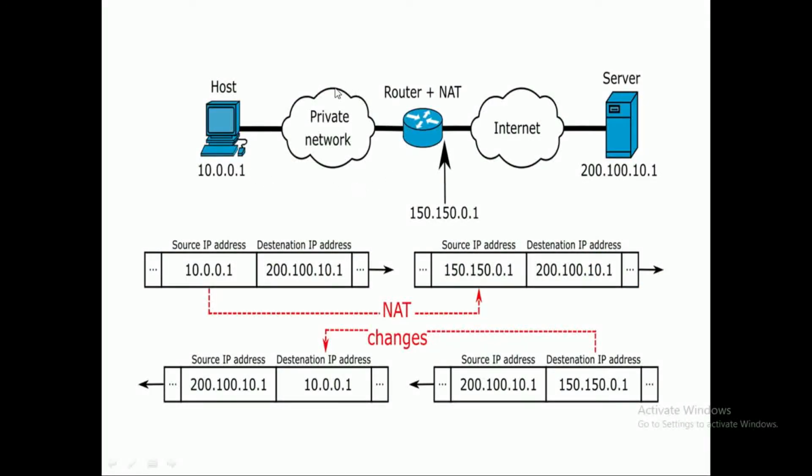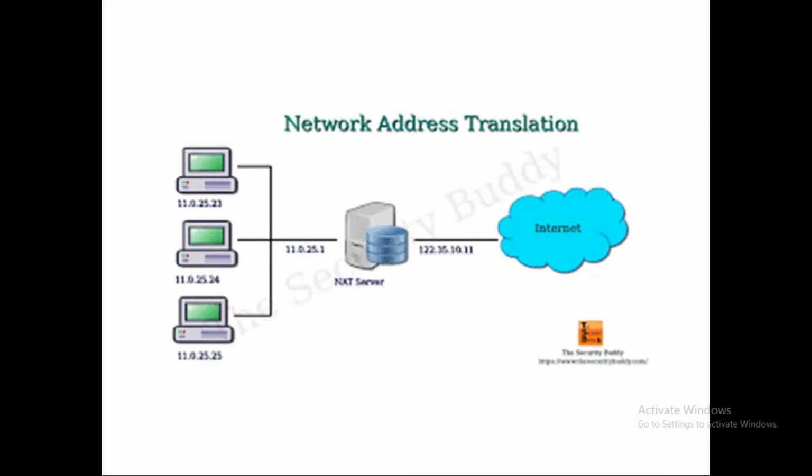So let's say we have a private network and it is connected over the internet. A range of IP addresses are there. By using NAT we can convert the set of IPs to a single IP. This is the next figure where a set of IPs are there: 11.0.25.23, 11.0.25.24, 11.0.25.25. So we can convert this range of IPs to a single IP by using a NAT server.